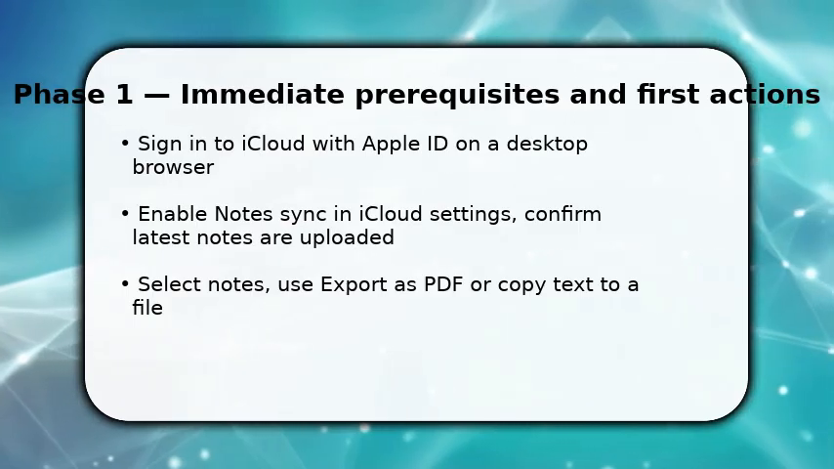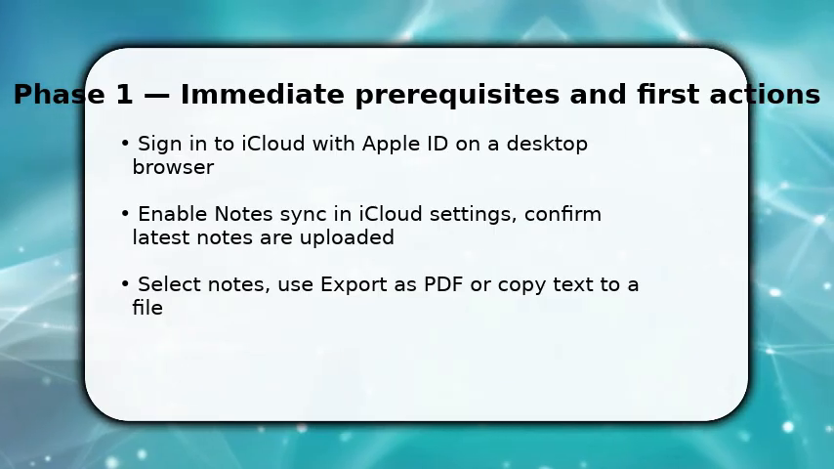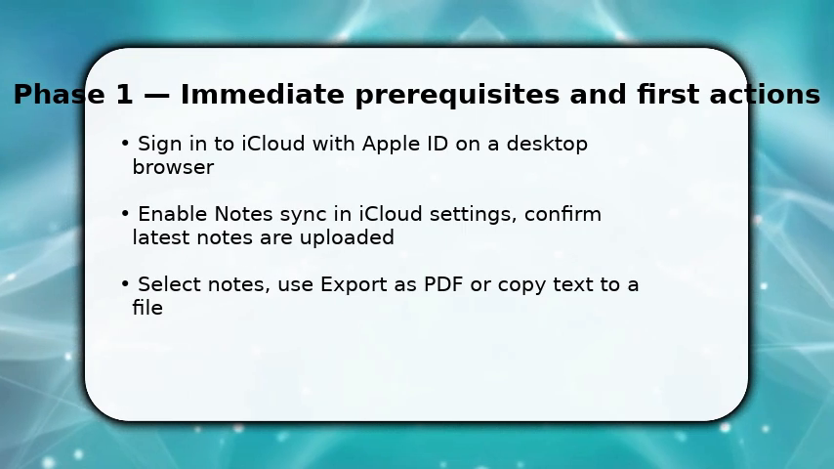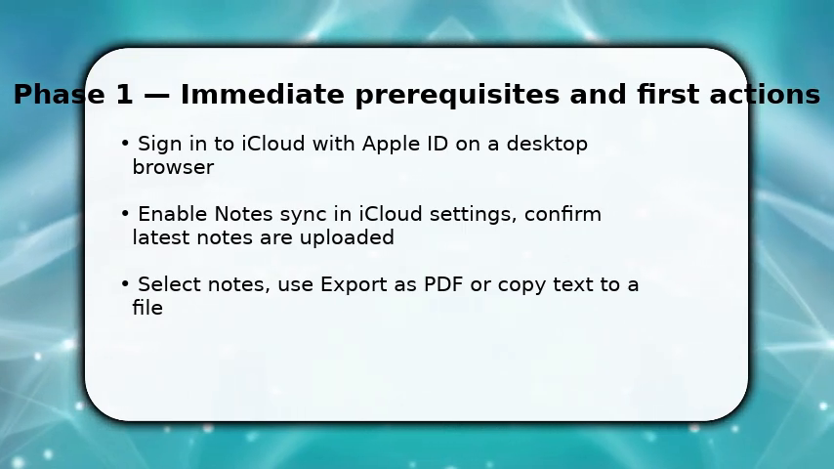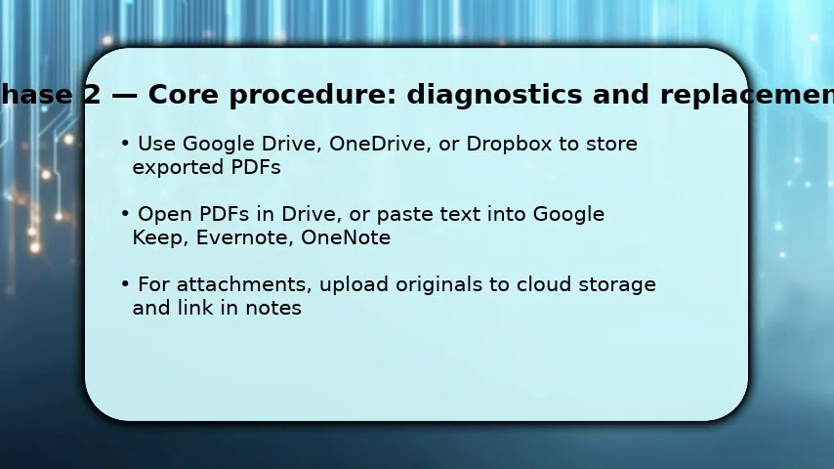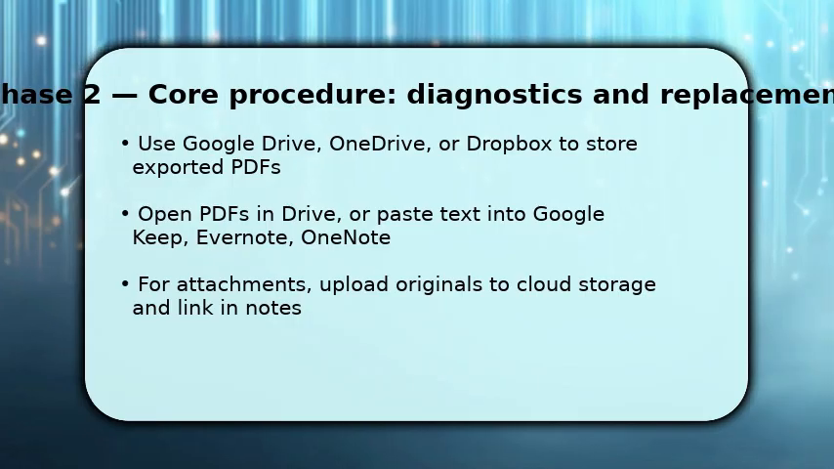This first step moves your data off Apple's native app and into transferable formats you can open on Android, which is why it's critical to finish before switching devices. Now bring those files into services that Android supports. Upload PDFs and attachments to Google Drive, OneDrive, or Dropbox so you can open them directly on your phone.